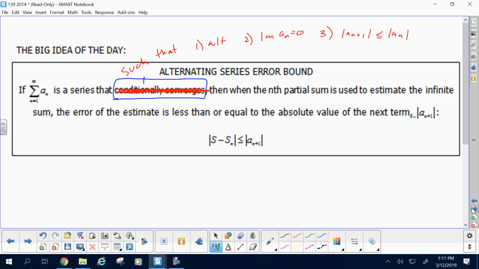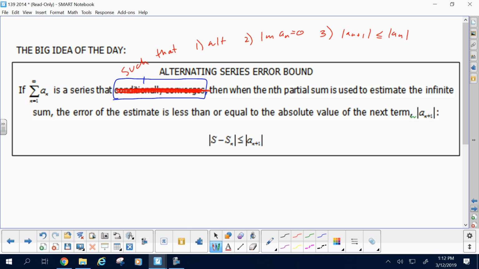Now, the idea of the day then is alternating series are bounded. So you need to cross out this part, which is an error. If this series is an alternating series that satisfies the three conditions that we use for conditional convergence. Now that doesn't mean it has to be conditionally convergent. I said it has to be the case that it's alternating, the terms go to 0, and the terms decrease. Then this error bound is in effect.